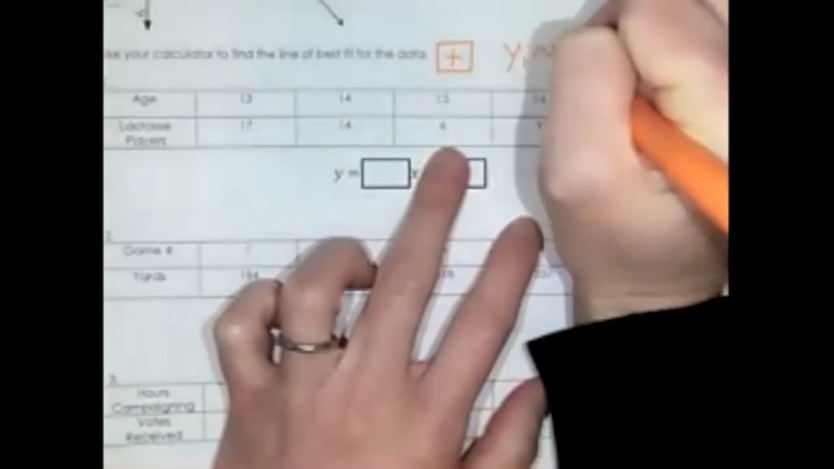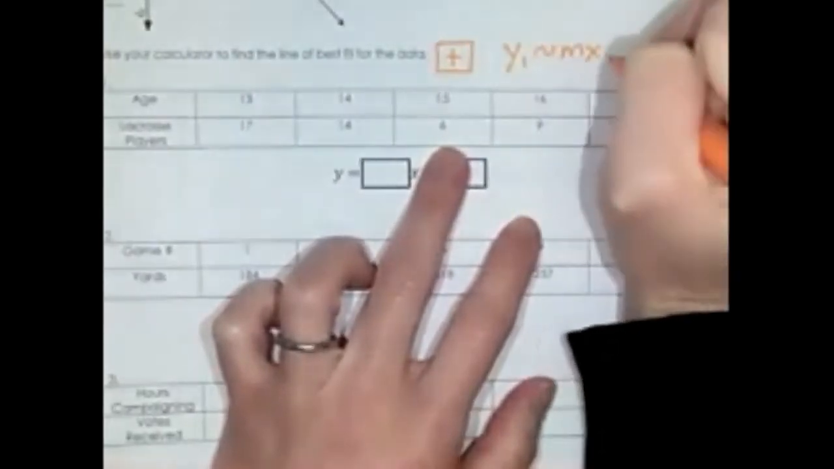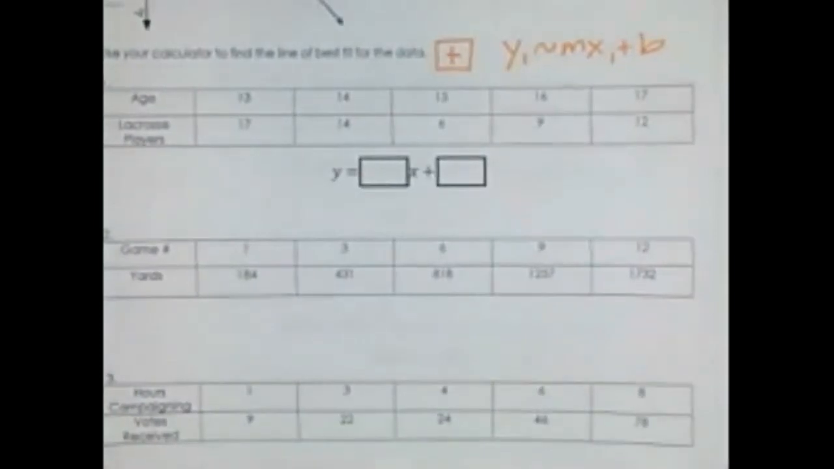Y sub 1 wiggle M X sub 1 plus B. Y1 wiggle MX1 plus B.